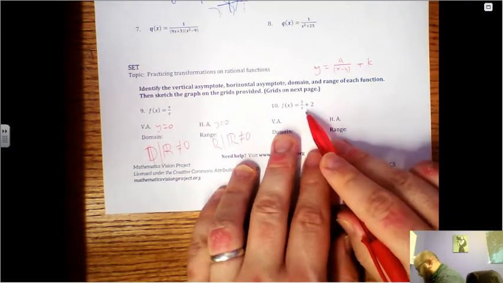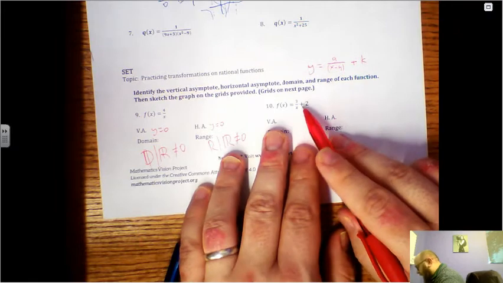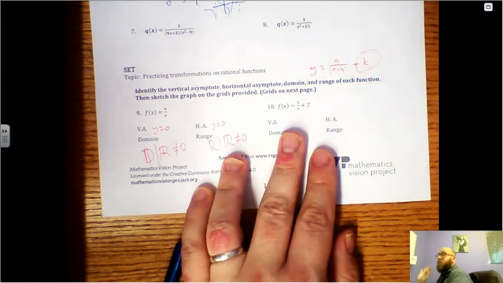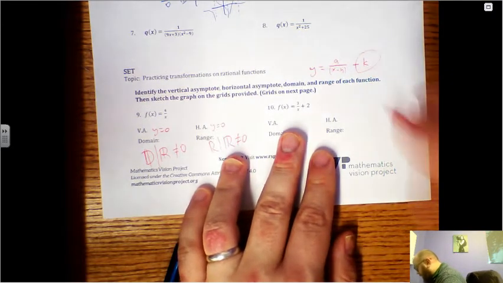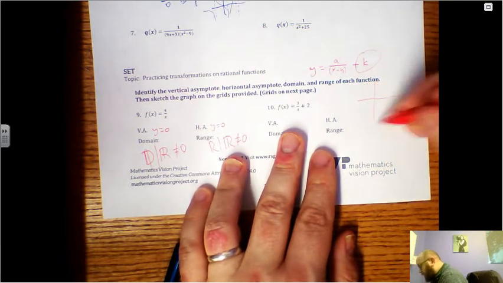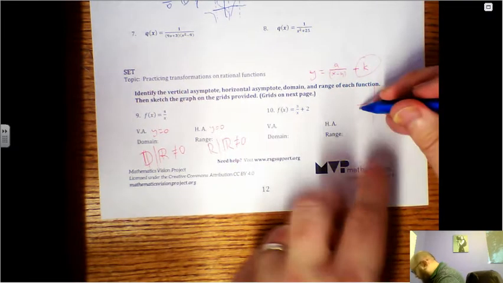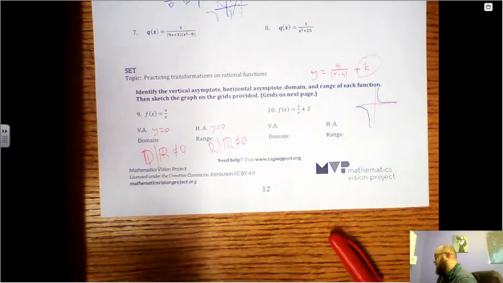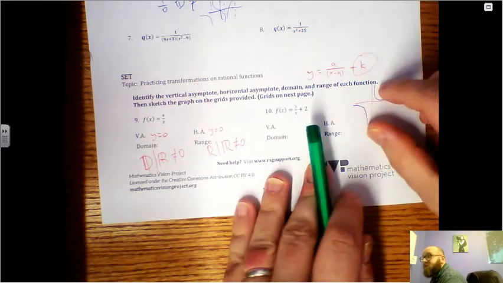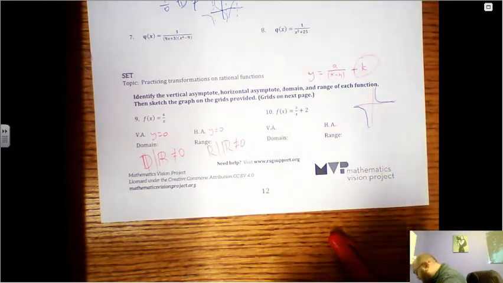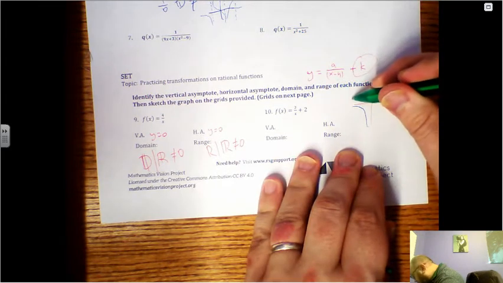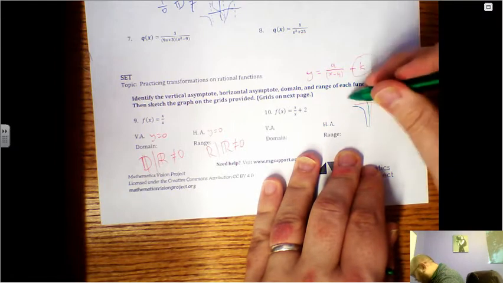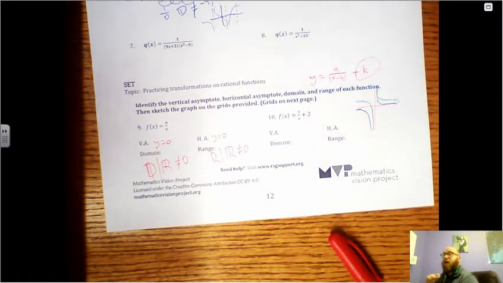Let's look at this here, though. So this is going to be 3 over x plus 2. So that means plus 2 is our k. That's going to be our up and down movement. So normally we expect a rational function to look something like this in the blue. But because we're going up 2, we're going to essentially take this graph and slide it up 2. So instead it's going to look something like this. Like that. Because now we have a new asymptote.